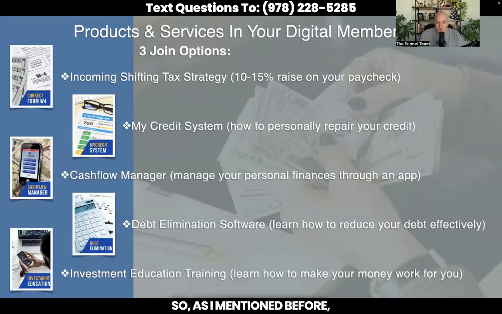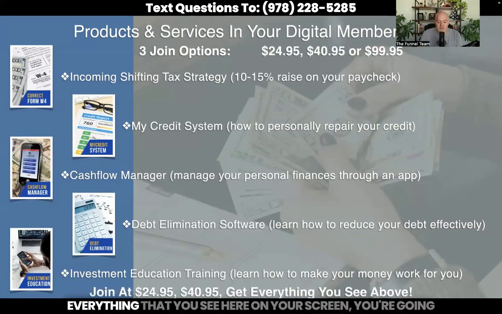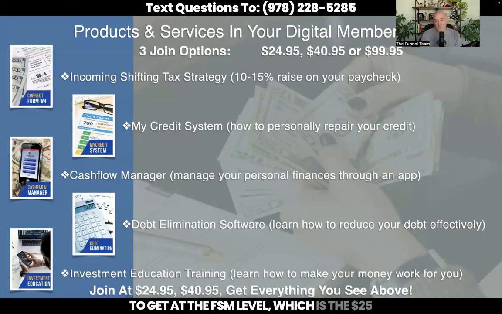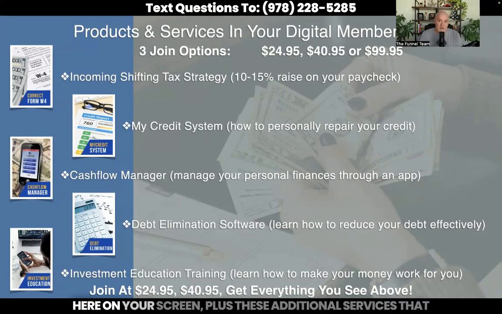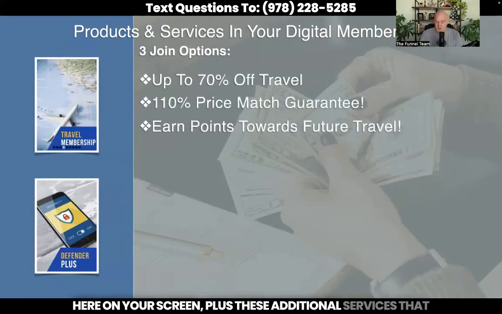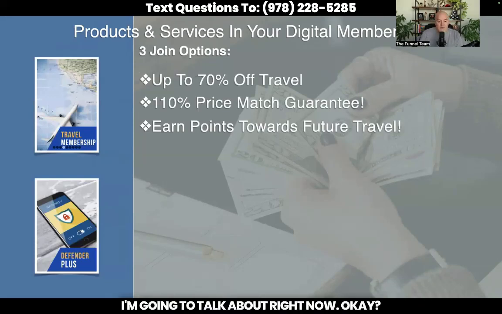So as I mentioned before, there are 3 join options. Everything that you see here on your screen, you're going to get at the FSM level, which is the $25 option to join or the $40 option to join. Now let's talk about the EBM level. So you're going to get everything that you see here on your screen, plus these additional services that I'm going to talk about right now, okay?